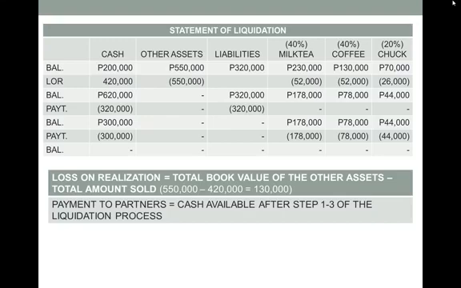So to liquidate the partnership, the last step is this, payment to partners. As I said, cash available after step 1 to 3 of the liquidation process for lump sum. So as you can see, the balance of cash after payment na liability is 300,000. So before you allocate the 300,000, make sure that the asset, the cash, will be total to the equity of the partners.